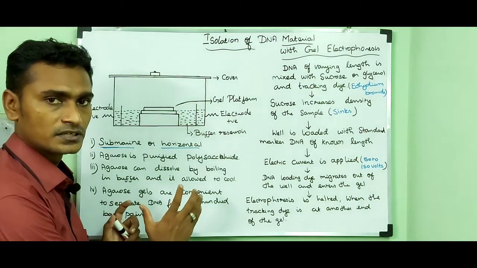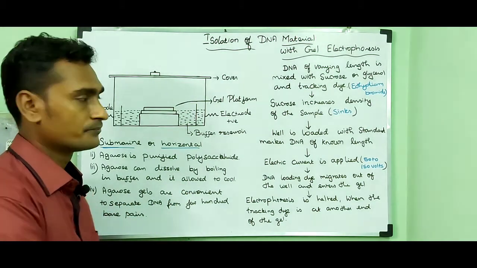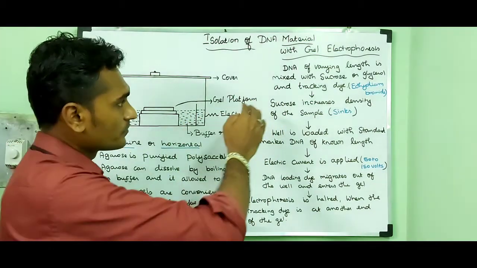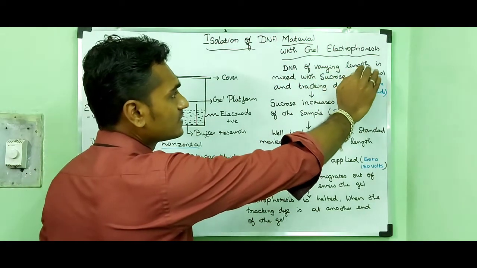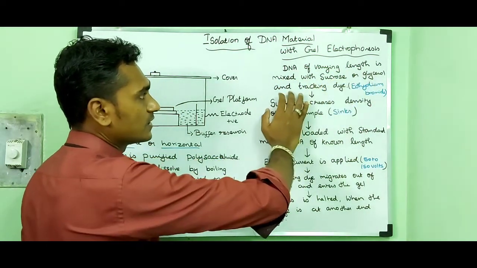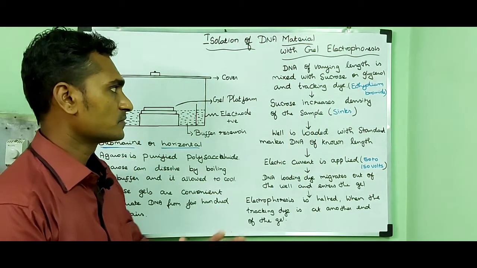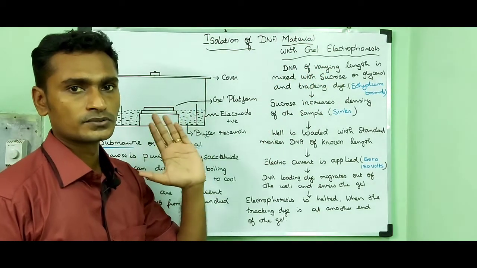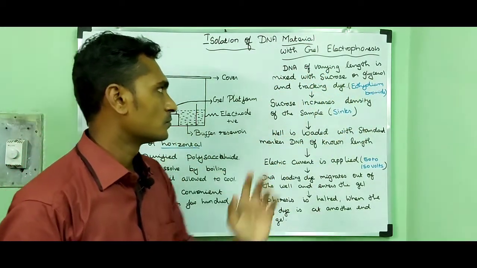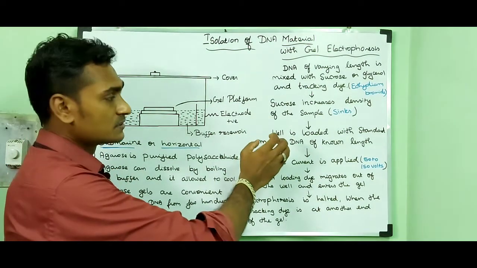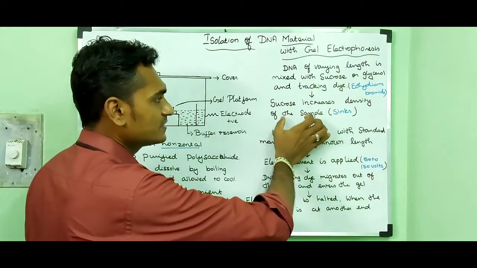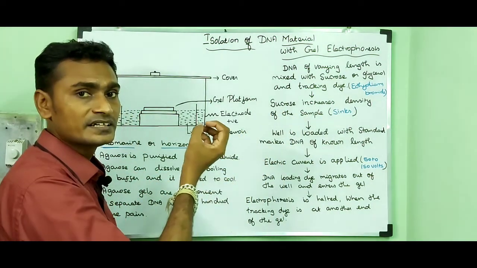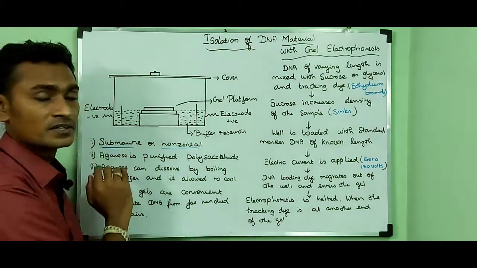So that's all about the introduction part. Let us talk about the steps involved in agarose gel electrophoresis. The DNA of varying length is mixed with sucrose or glycerol and tracking dye. The tracking dye must be ethidium bromide because here we are going to isolate the DNA molecule. Sucrose increases the density of the DNA sample, so it sinks to the bottom of the well.